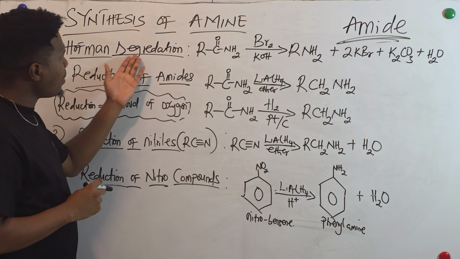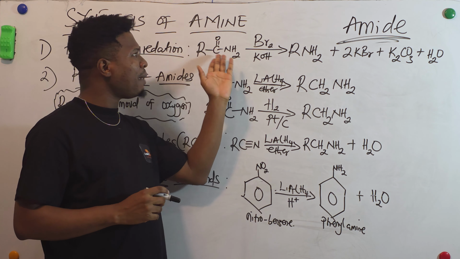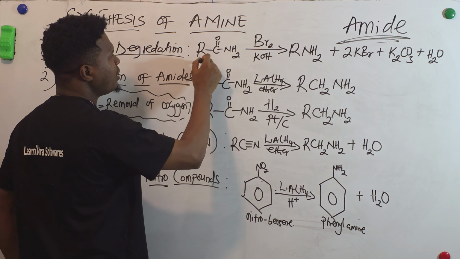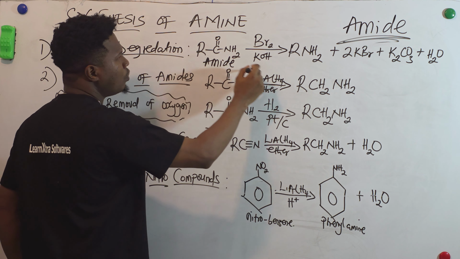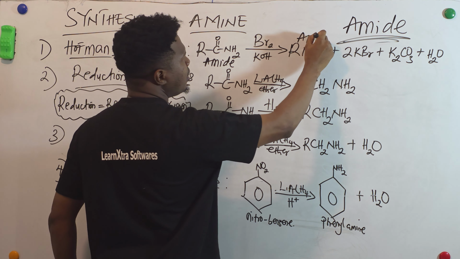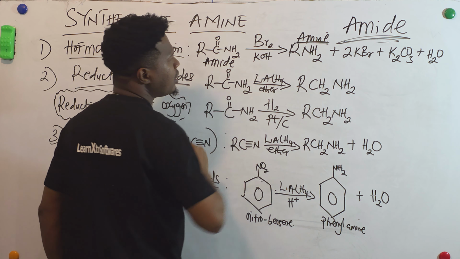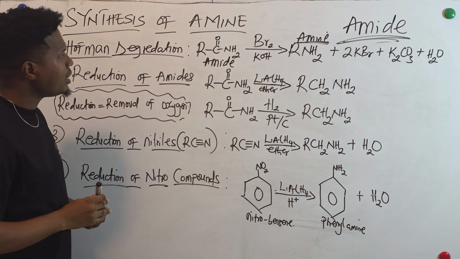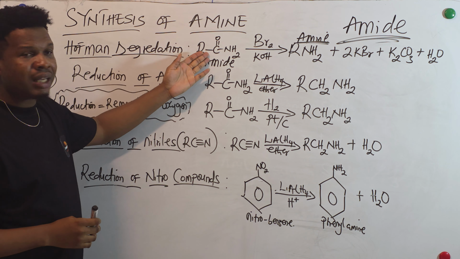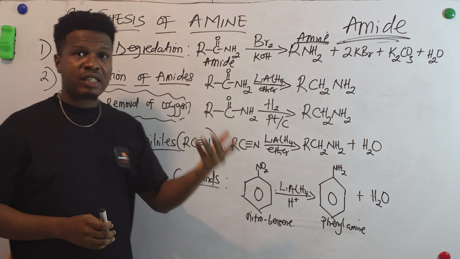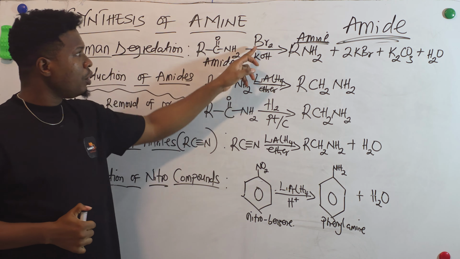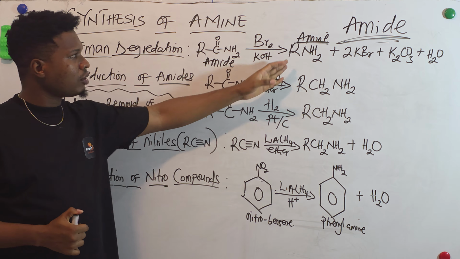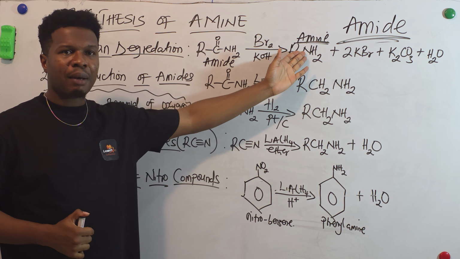Of course you know what Hofmann degradation is now. When you degrade an amide, you will get an amine. Mostly what we get from this degradation is a primary amine. Remember this amide is a derivative of an ester, right? So we use bromine and potassium hydroxide to degrade this amide to get an amine.